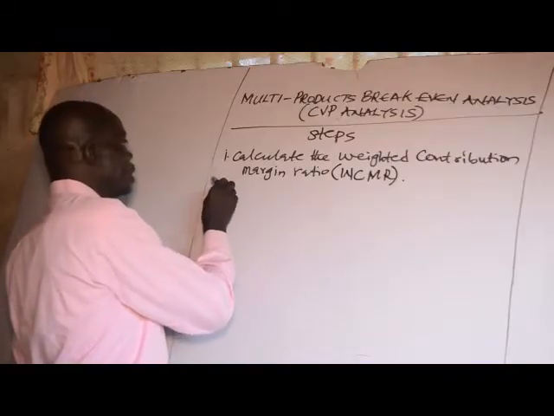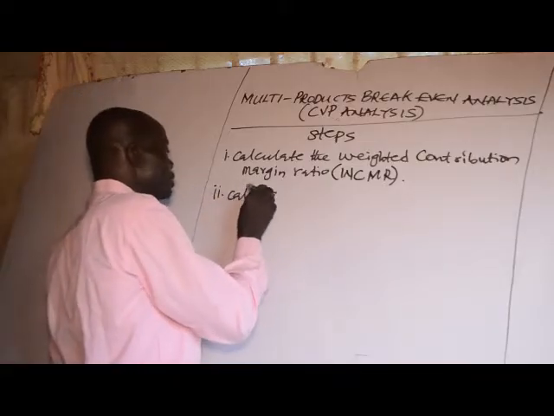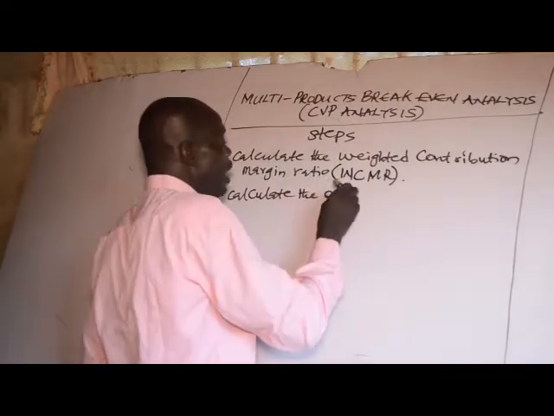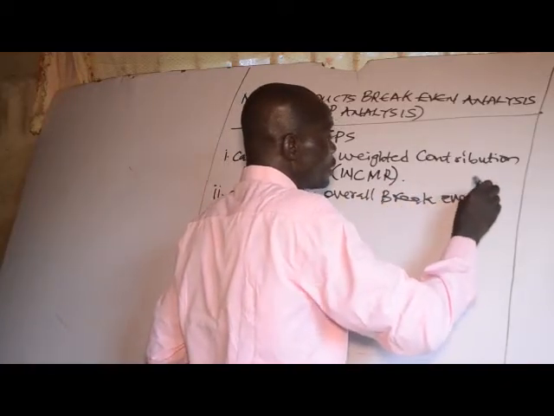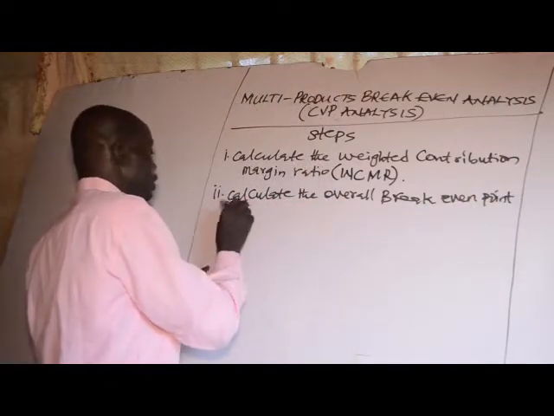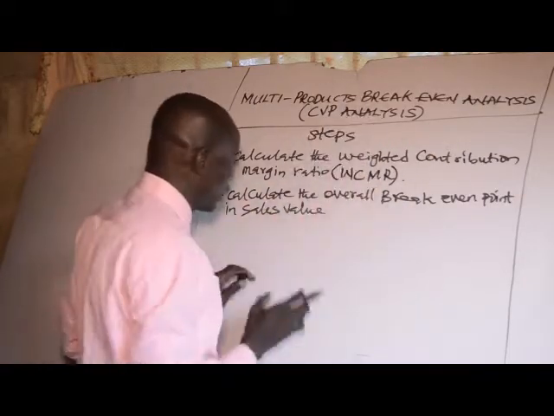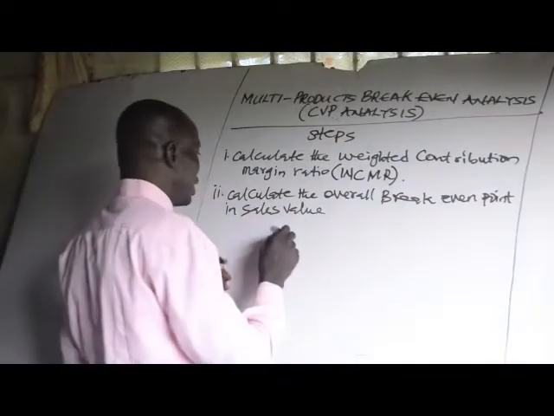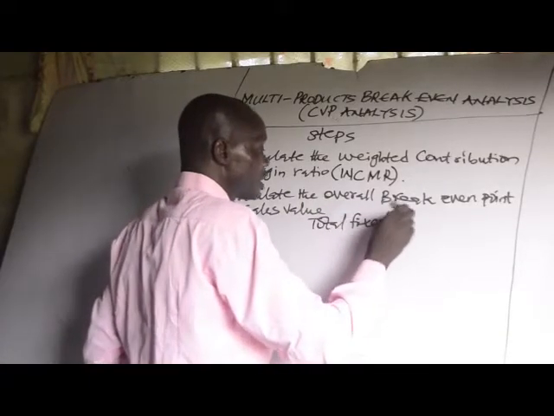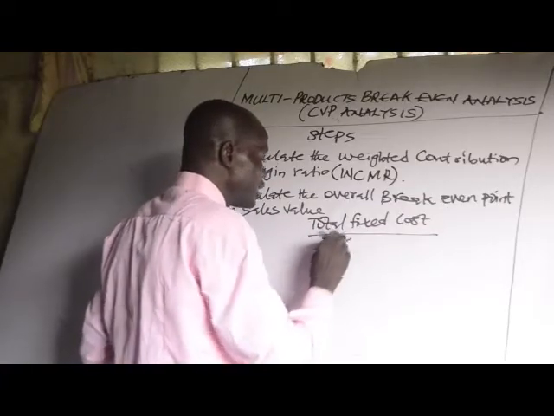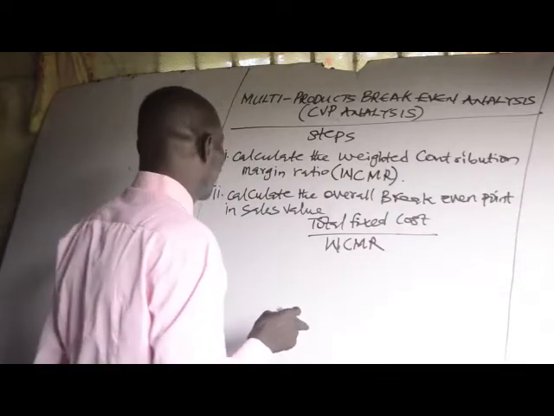Step 2: Calculate the overall break-even point in sales value. By overall break-even point in sales value, that is the break-even point for all the products. And that will be obtained by dividing the total fixed cost by the weighted CMR. Total fixed cost divided by the weighted CMR.